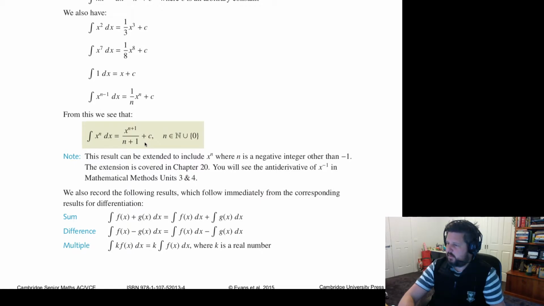Now, like we were doing with differentiation, if you've got the sum of each of these parts, you work out each of the antiderivatives for each of the parts and you add them together. Likewise, if you're subtracting them, you work out the antiderivative of each of the parts separately. When it comes to a multiple, if you've got a constant value out the front of the function, that k value can come out the front of the antiderivative, and then you can just antidifferentiate the function f of x. And we'll have a look at an example of that.